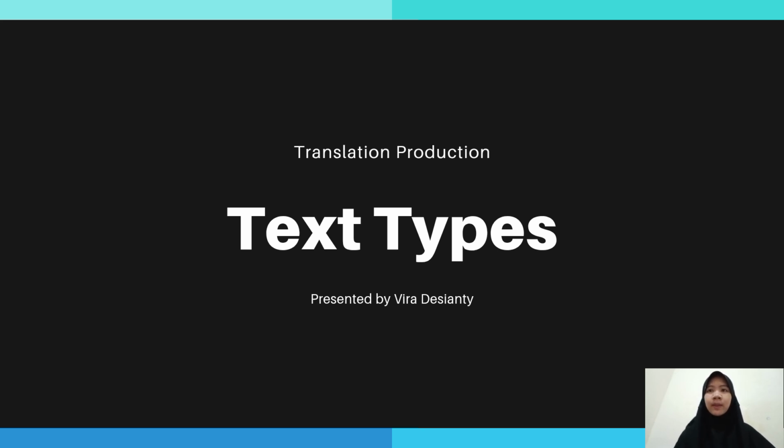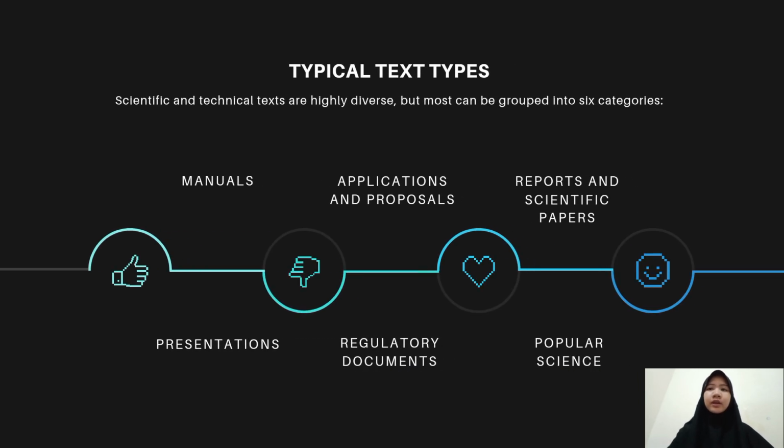Hi, I'm Fira Desyanti, and in this video, I'm going to discuss text types, which is very important to know in translation production, and also the translation strategies that come with each type. Typically there are six common types of scientific and technical text: manuals, applications and proposals, reports and scientific papers, presentations, regulatory documents, and popular science. And each of these requires a slightly different translation approach.